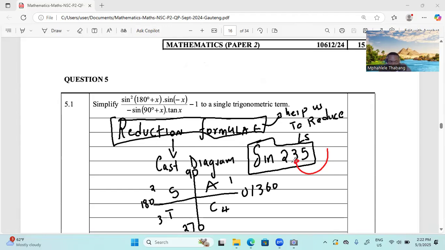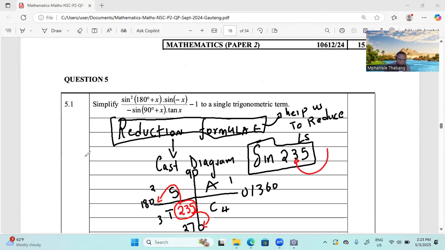Surely you notice that 235 is in the third quadrant because 235 is between 180 and 270. So I will put 235 in this quadrant. The angle that I'm simplifying is in the third quadrant. So now I have a right to use 180 and 270 in my simplification, because this 235 is between 180 and 270. So my first approach will be this.